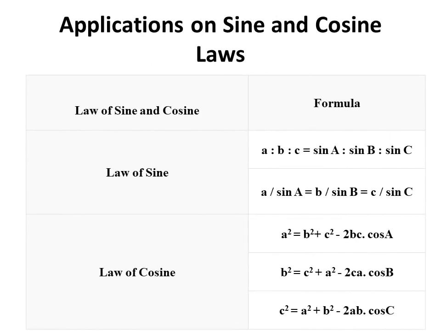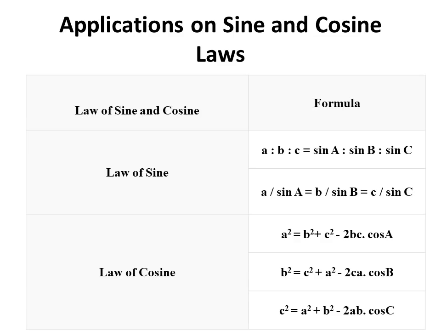Here is the table. Law of sine in one column and formula in the other column. Law of sine here, and the formula here: a is to b is to c is equal to sin A is to sin B is to sin C, and a by sin A is equal to b by sin B is equal to c by sin C. Then we move to the law of cosine.